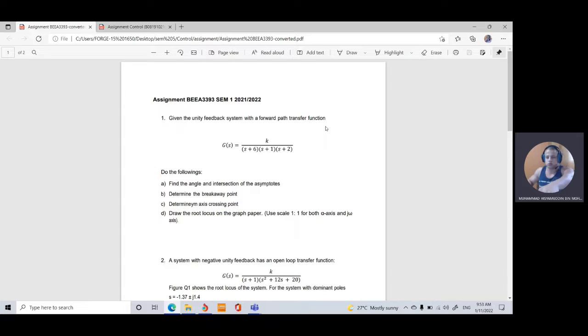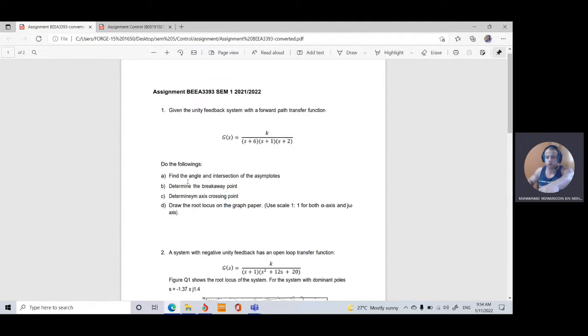Dan pada hari ini saya akan bentangkan assignment control untuk BEEA 3393. Okay. Ini adalah soalan saya. Question dia: S plus 6, S plus 1 bracket S plus 2. So what we need to do is first we need to find the angle and the intersection of the asymptotes.